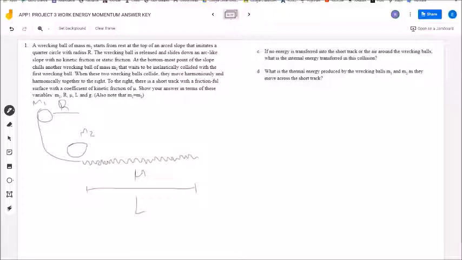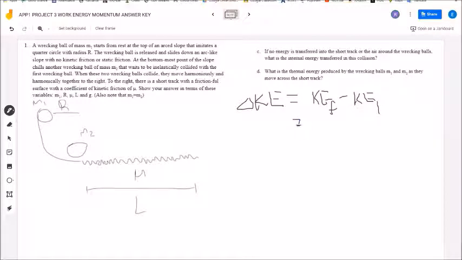Now for the next part: what is the internal energy transfer in this collision? This is asking for internal energy, which is equal to the amount of kinetic energy lost. We can start with the change in kinetic energy, which is kinetic energy final minus kinetic energy initial. We actually know these values.